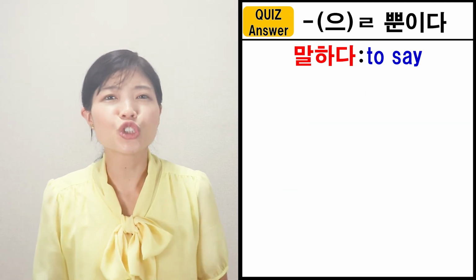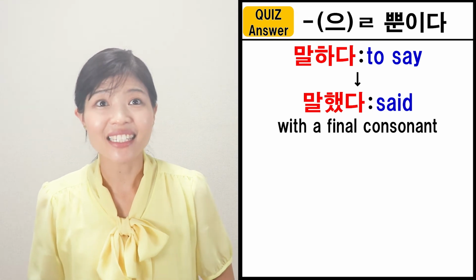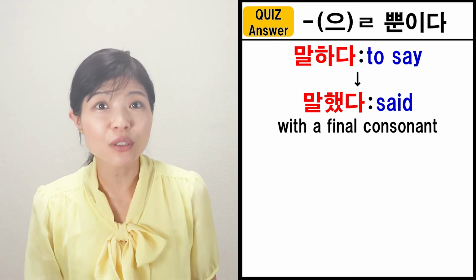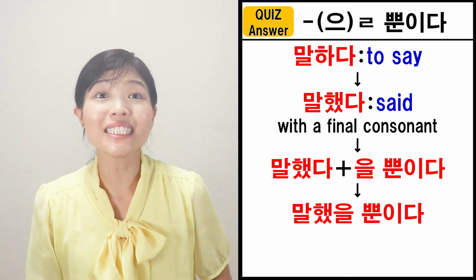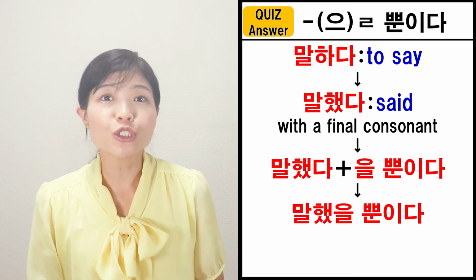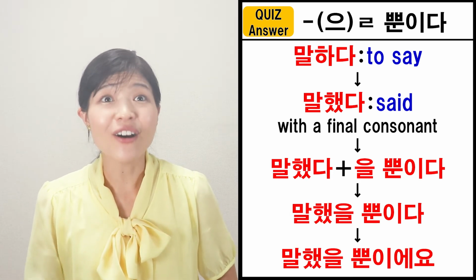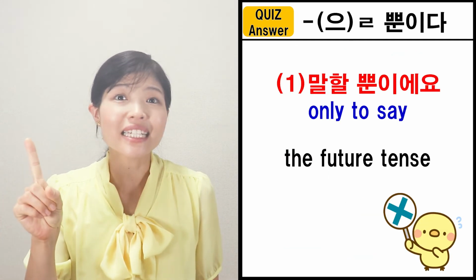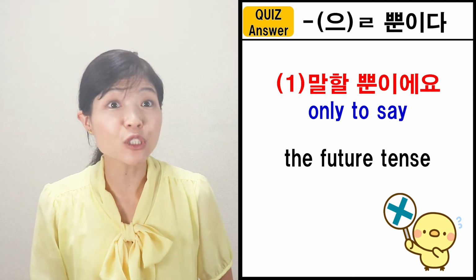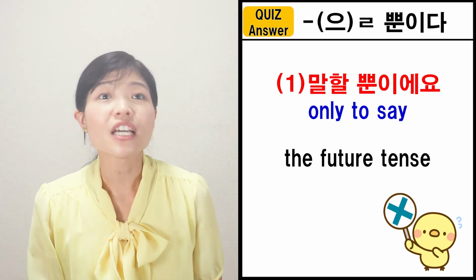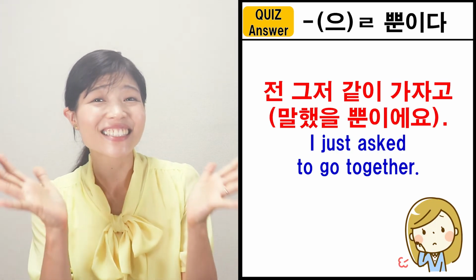말하다, to say, is changed into the past tense to make 말했다, said. Since 말했다 has a final consonant, you attach 을 뿐이다 to make 말했을 뿐이다. After this, you can change it to your form and say 말했을 뿐이에요. Okay? Number 1 is incorrect because 말할 뿐이에요, only to say, is the future tense, which is inappropriate for this past tense expression. Now, let's read the sentence together.